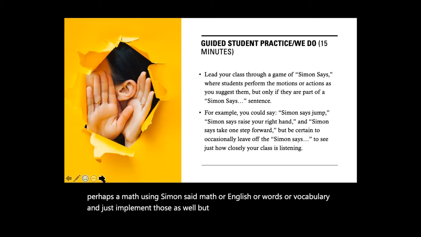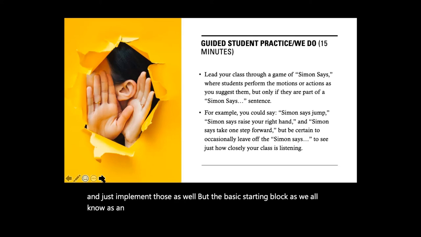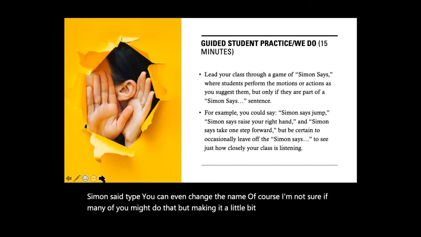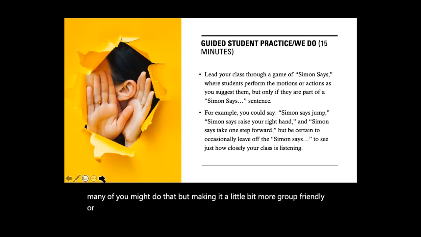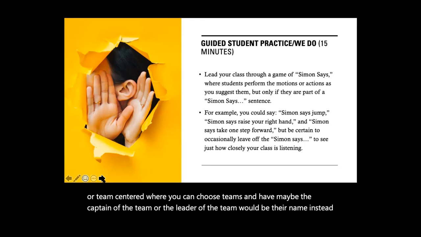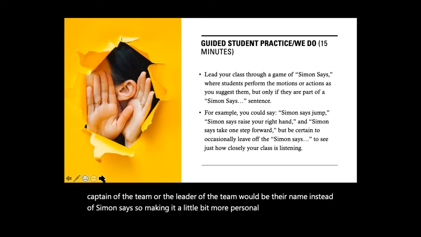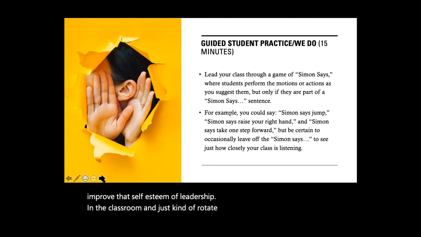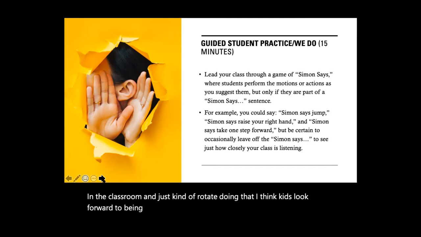But the basic starting block, as we all know, as an exercise, is always a good listening tool for the younger learners, this age-old Simon said type. You can even change the name, of course. I'm not sure if many of you might do that, but making it a little more group friendly or team centered, where you can choose teams and have the captain or leader of the team, have their name instead of Simon Says. So making it a little more personal, and it really will improve that self-esteem of leadership in the classroom, and just rotate doing that. I think kids look forward to being looked upon as a leader.